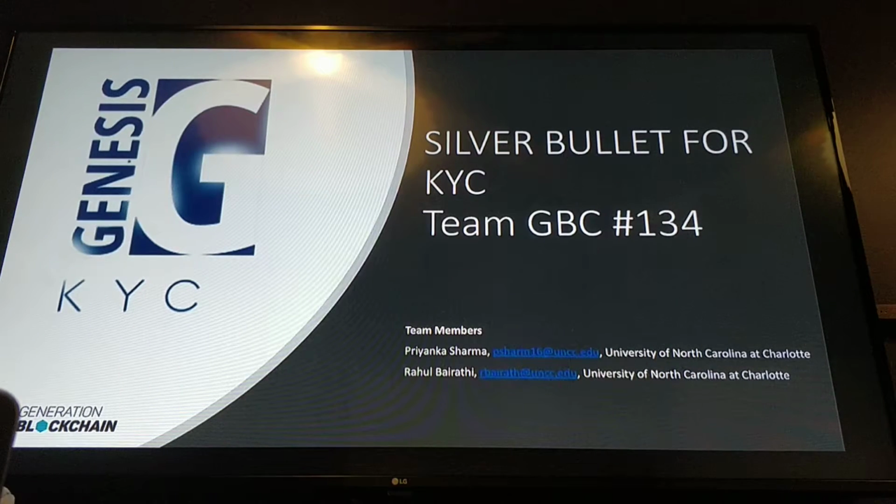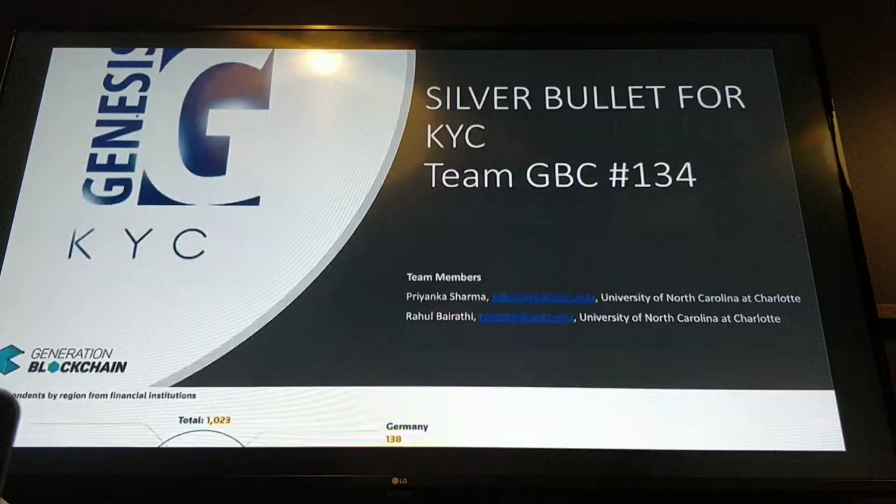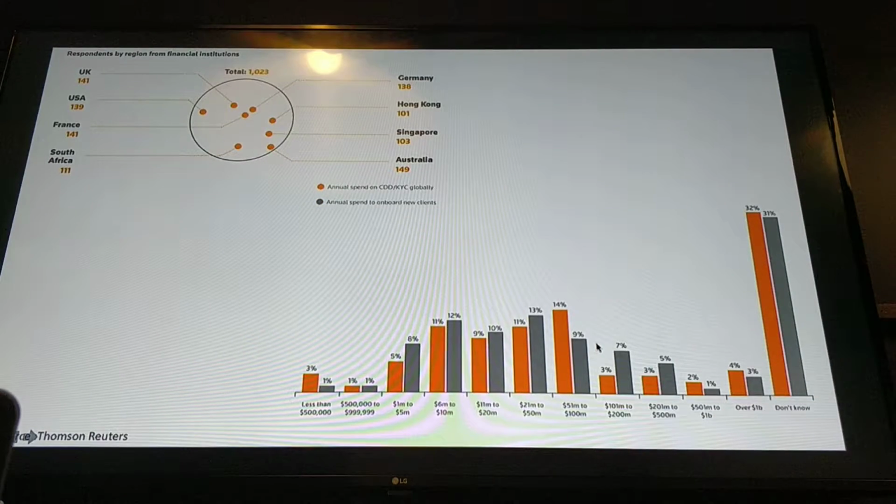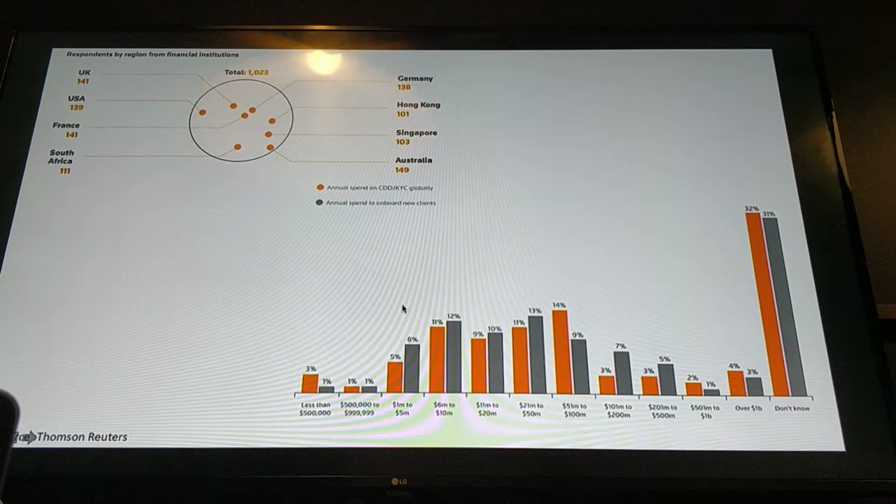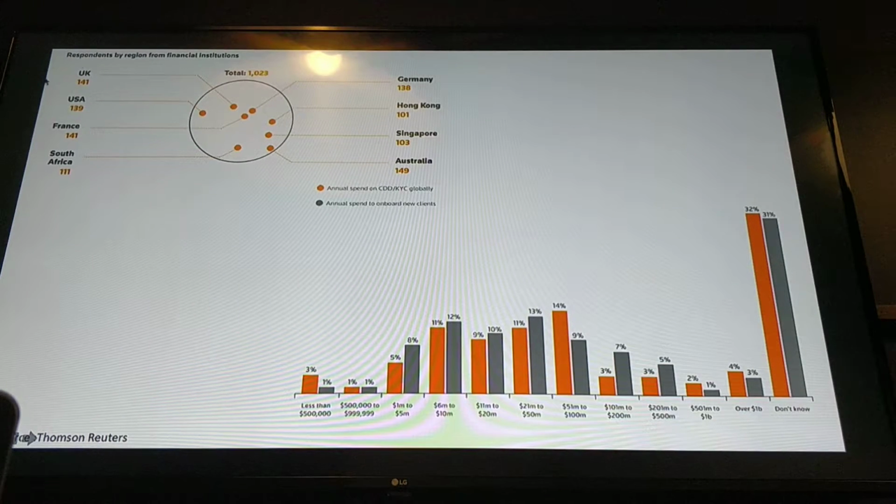Right, so I'll start with the business idea first, like what is the need of KYC. There was a survey by Thomson Reuters which indicated the amount of money that corporates invest in performing KYC. If you see this graph, these are the participants. 1,023 participants were in this survey, and 3% of the companies spend less than 500,000.